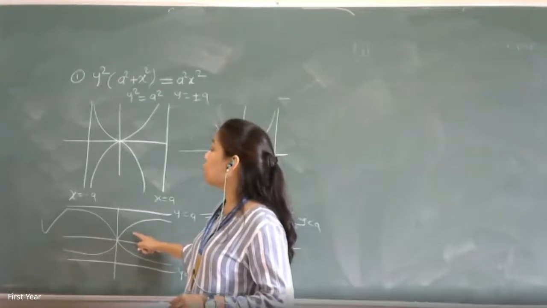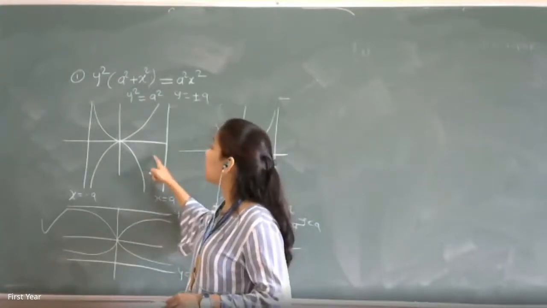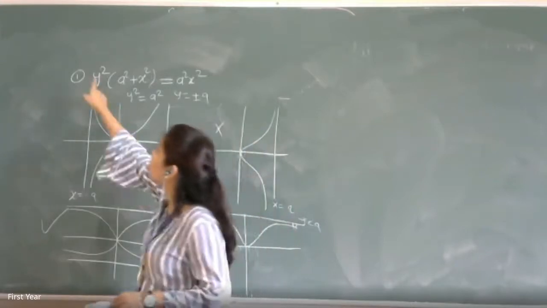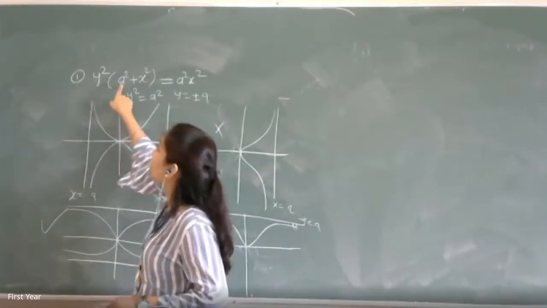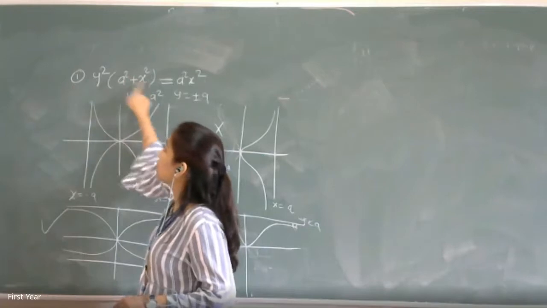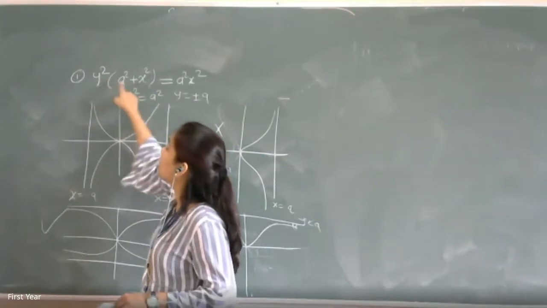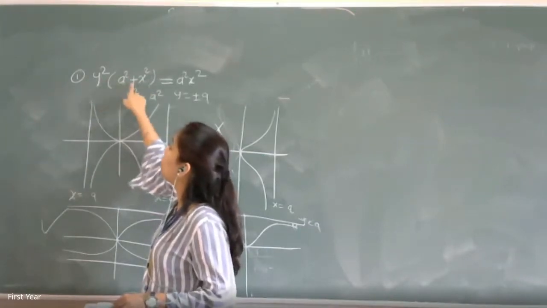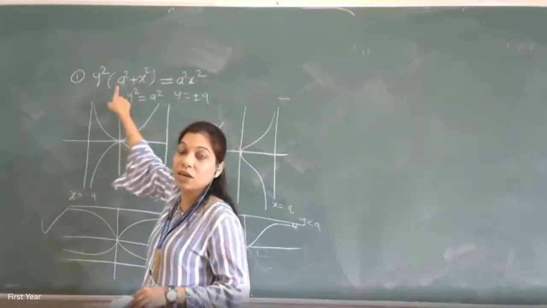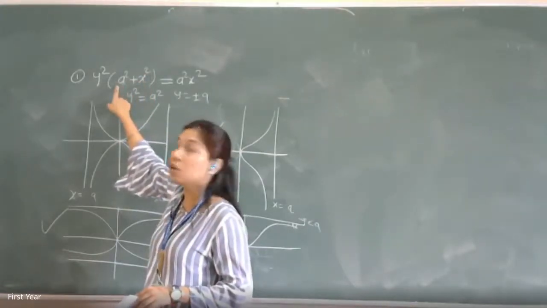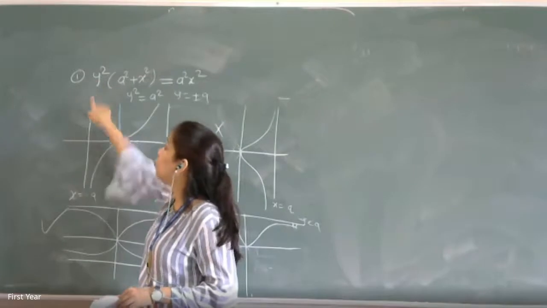How do you find the asymptote parallel to the y-axis? Equate the coefficient of highest power of y to 0. What is the coefficient of highest power of y? It is a square plus x square. Y square is the coefficient for the highest power, with x square plus a square. If I equate this to 0, x square will become negative. Is that possible? It is imaginary. So the asymptote is not parallel to the y-axis.